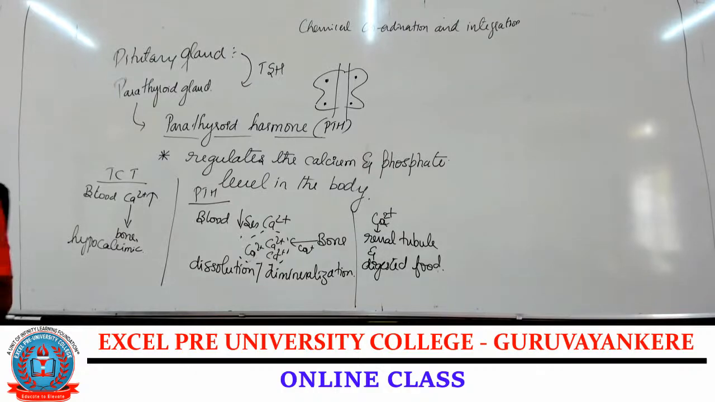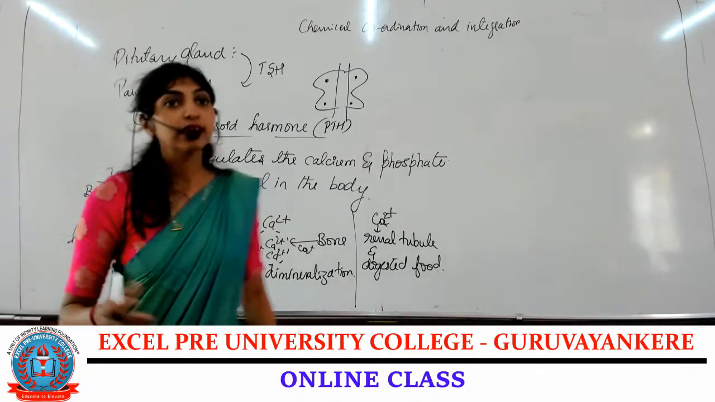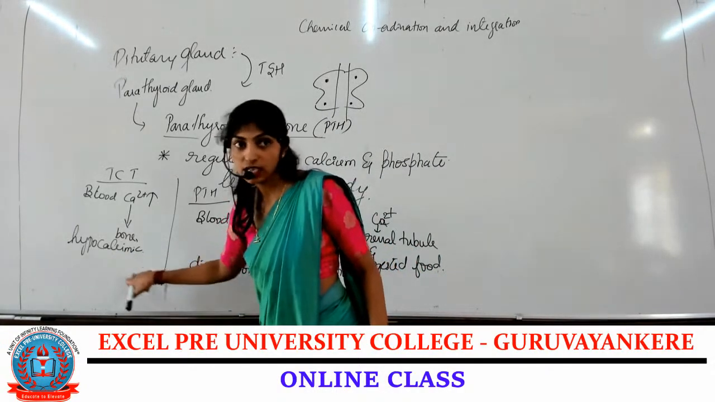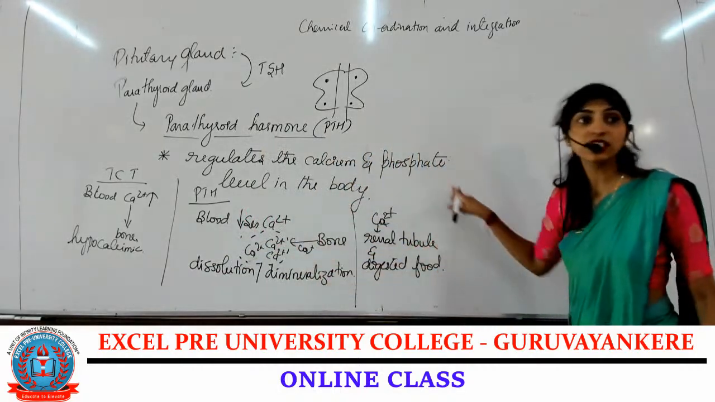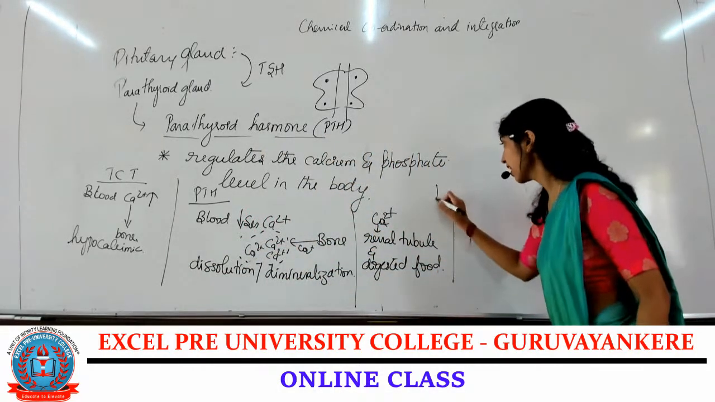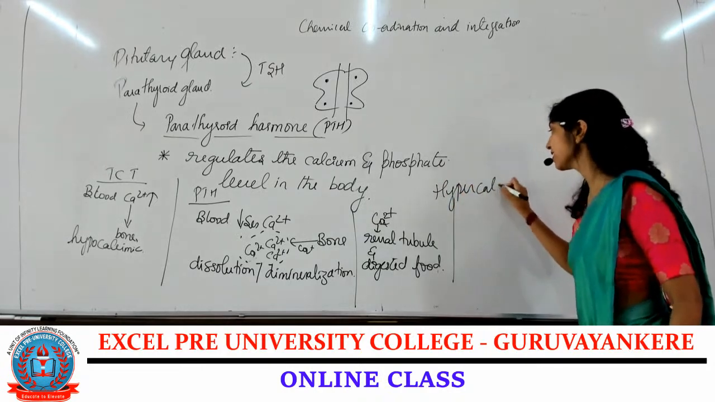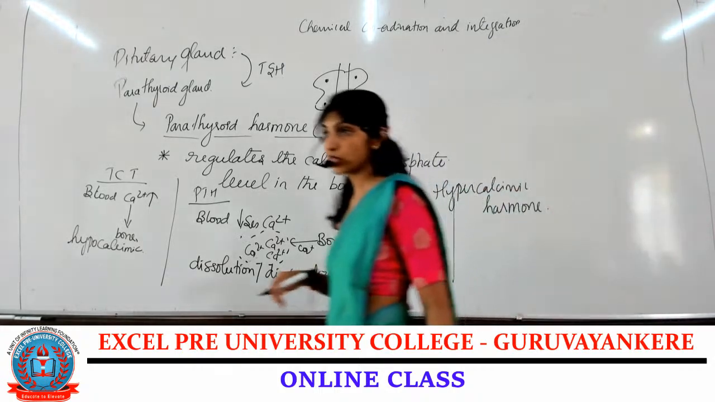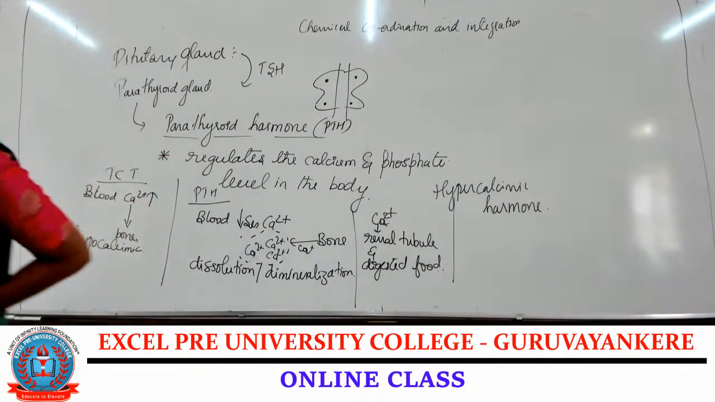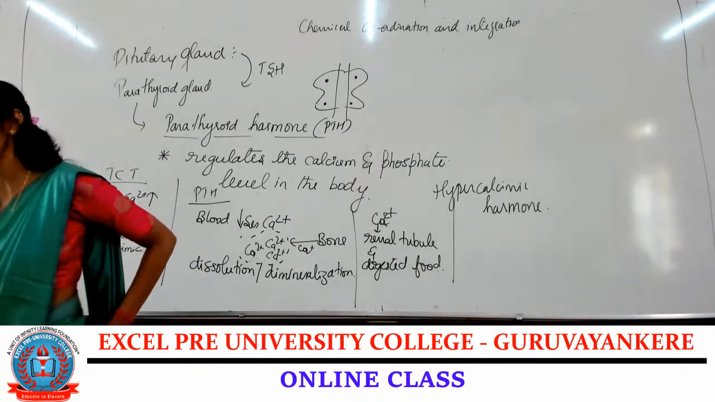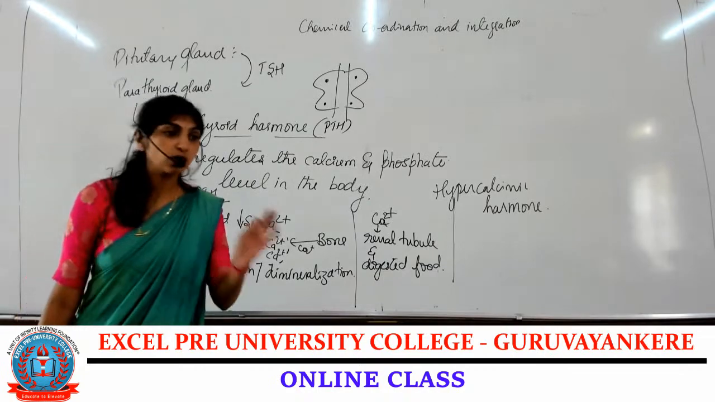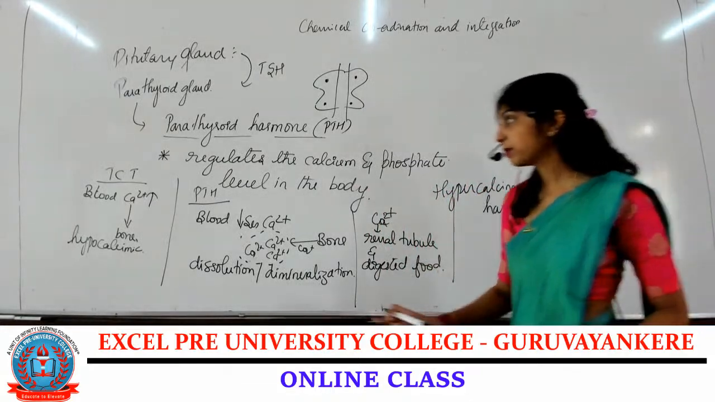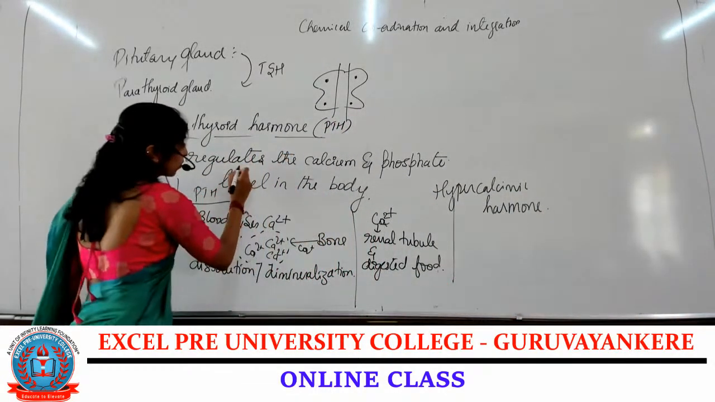Since thyrocalcitonin decreases the level of calcium in the blood, it is called hypocalcemic. Since parathyroid hormone increases the calcium level in the blood, it is called a hypercalcemic hormone. It is important for 1 mark; it is a repeated 1-mark question. Parathyroid hormone is called the hypercalcemic hormone, and thyrocalcitonin is called the hypocalcemic hormone.